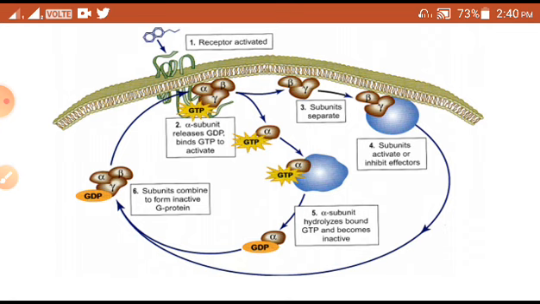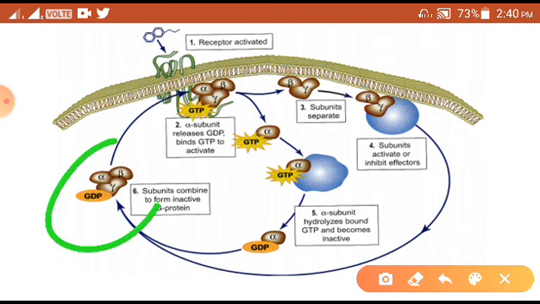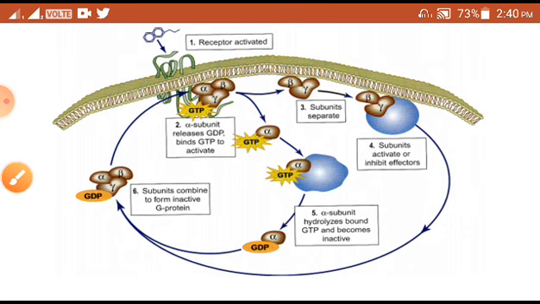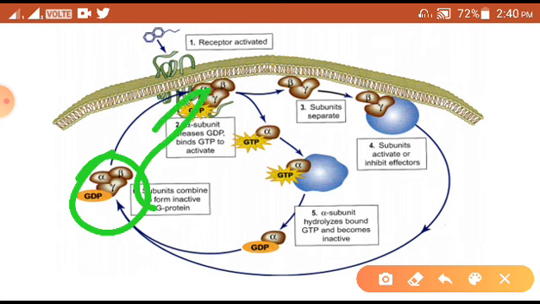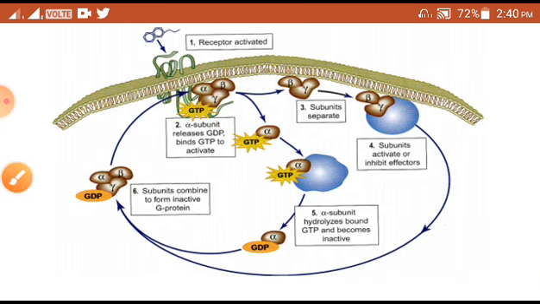So the alpha subunit hydrolyzes bound GTP and becomes inactive. Once alpha has activated the effector, immediately the GTP is converted back into GDP, right? That means alpha is now deactivated, and beta and gamma have done their job. Now the beta gamma and the deactivated alpha come back and get united together. Here you can see they get united, right? So the subunits combine to form the inactive G protein, and then this combined form will again go and attach to the receptor. It's a regular process. So one cycle of receptor activation and deactivation completes. Likewise, the G proteins are always acting.